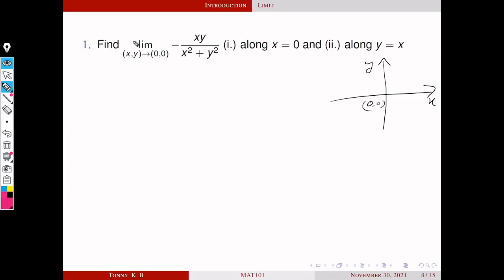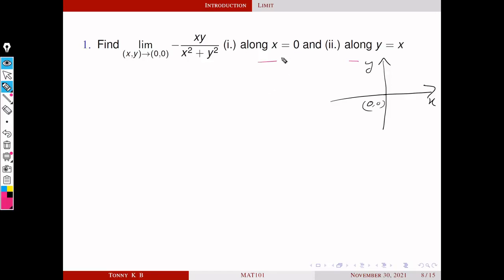Consider this problem. Find the limit as xy tends to 0 0 of minus xy by x square plus y square. This is our function of xy, and we have to consider two different paths. First of all, we have to find this limit along the path x equal to 0. Also, we have to find this limit along this other path. Because this is a two variable function, we have infinitely many directions such that xy can tend to 0 0. In the case of a one variable function, we have only two directions. Here we have infinitely many directions. In this problem, we have to find the limit along these two directions. Then what is x equal to 0?